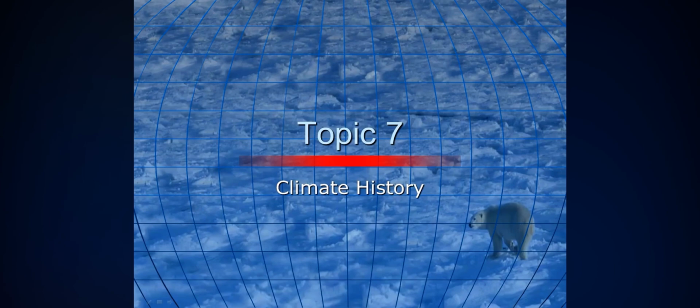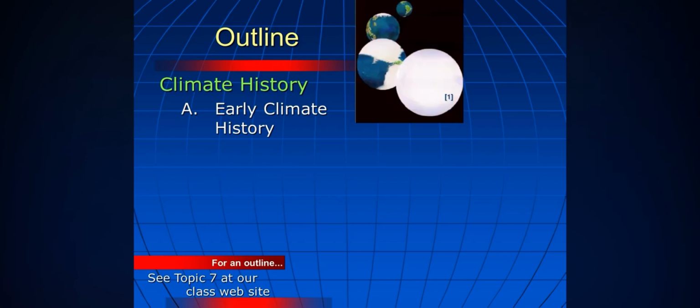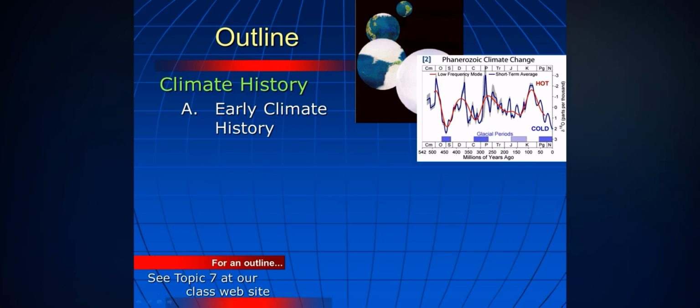Let's talk about climate history, topic 7. We'll start off with early climate history, including snowball Earth and the early times before the present. This diagram shows you back to 542 million years ago, and we can see we had the snowball Earth before that.